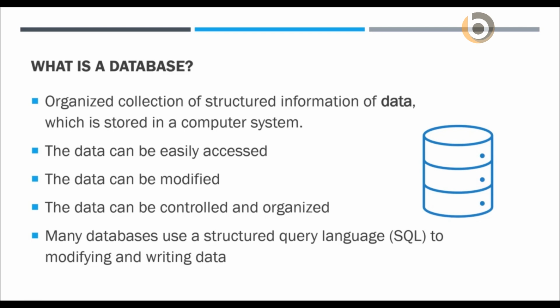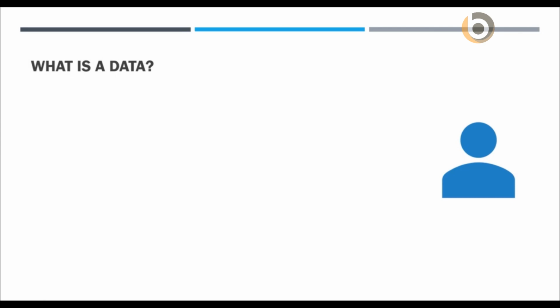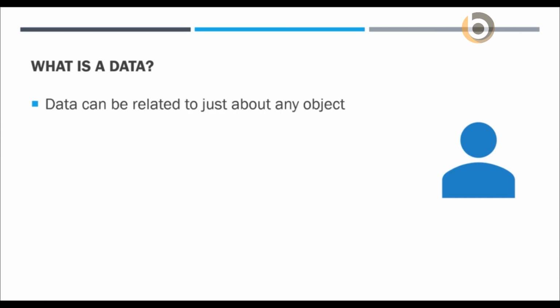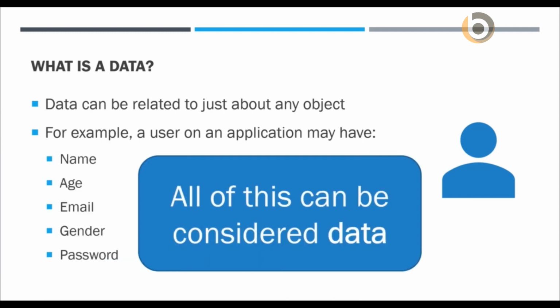What we can really take away here is that a database is nothing without data. A database is more or less structured data, so that brings us to our next question. What is data? Well, data can be related to just about any object. For example, a user on an application may have a name, an age, email, gender, or even a password. All of this can be considered data. The user in this example is an object, and this object is made up of data.